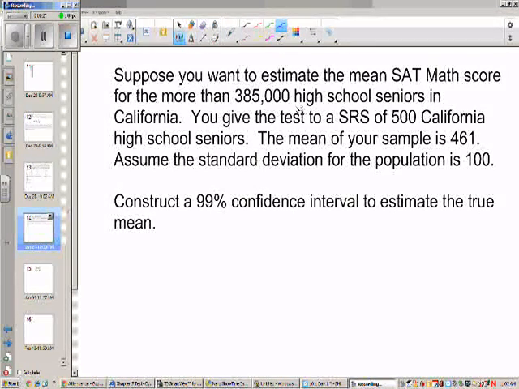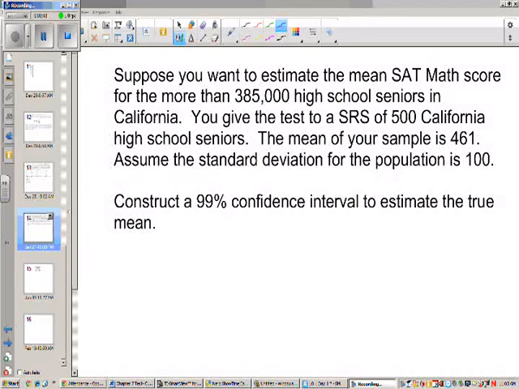So suppose you want to estimate the mean SAT math score for more than 385,000 high school seniors in California. You give the test to an SRS of 500 California high school seniors. The mean of your sample is 461. Assume that the standard deviation for the population is 100. Now we want to construct a 99% confidence interval to estimate the true mean.